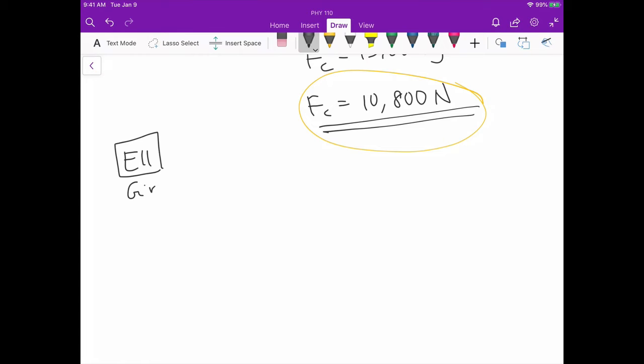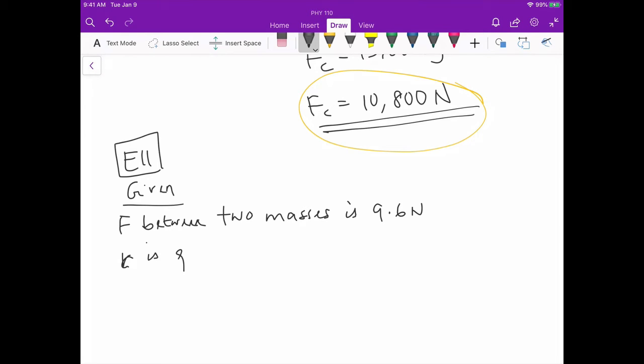E11 says two masses attracted by a gravitational force between them of 9.6 newtons. What will the force of attraction be if the distance, D or R, is quadrupled? If R is quadrupled, then how much would F be? That's what you are asked to find. So remember the inverse square relationship between force and distance.